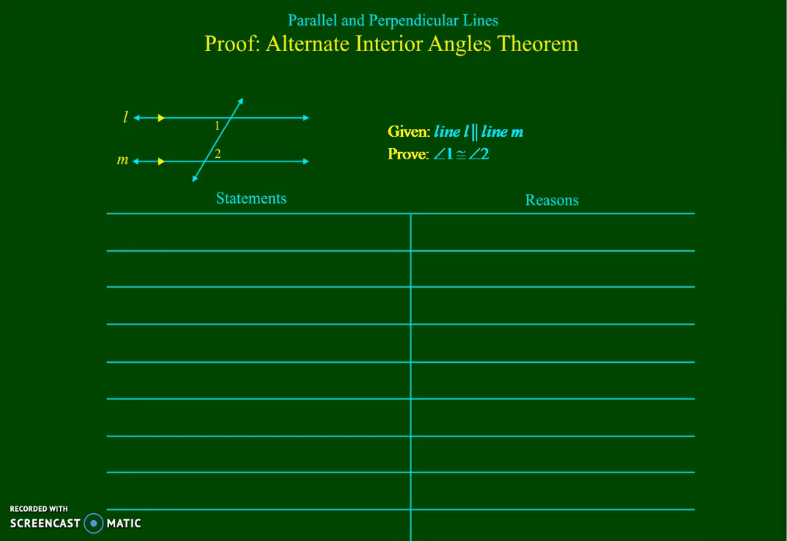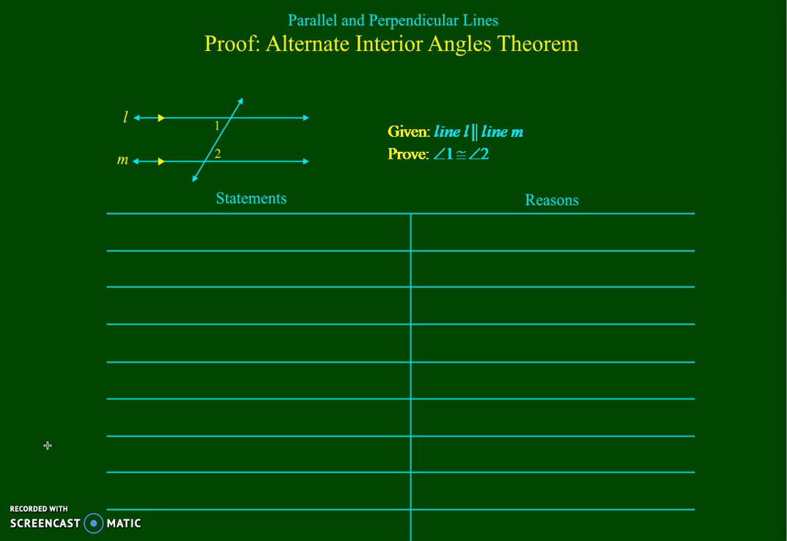This is part 3 of the series Parallel and Perpendicular Lines. In the last part, we went through the 4 postulates and theorems related to parallel lines and transversals. And we talked about the corresponding angles postulate. I'm going to begin this session with a proof of the alternate interior angles theorem.